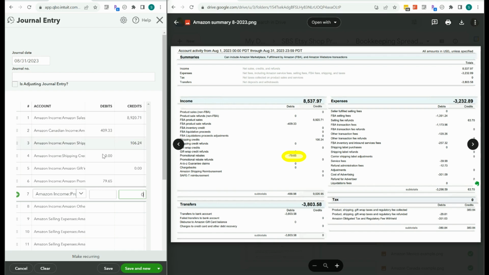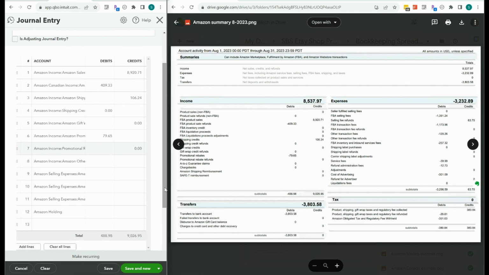So far, everything is looking right with debits and credits. It's lining up to what Amazon is showing here as well. And we can kind of check our work as we go along. Our debit column here equals the debit column here. Credit column equals the credit column.